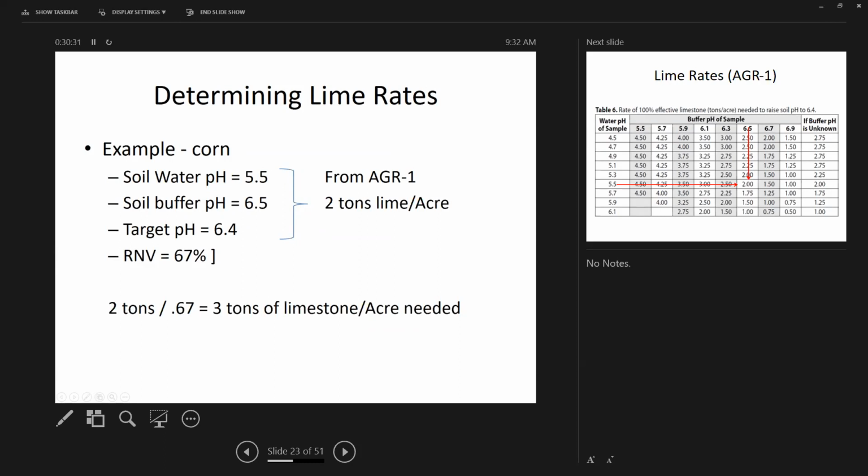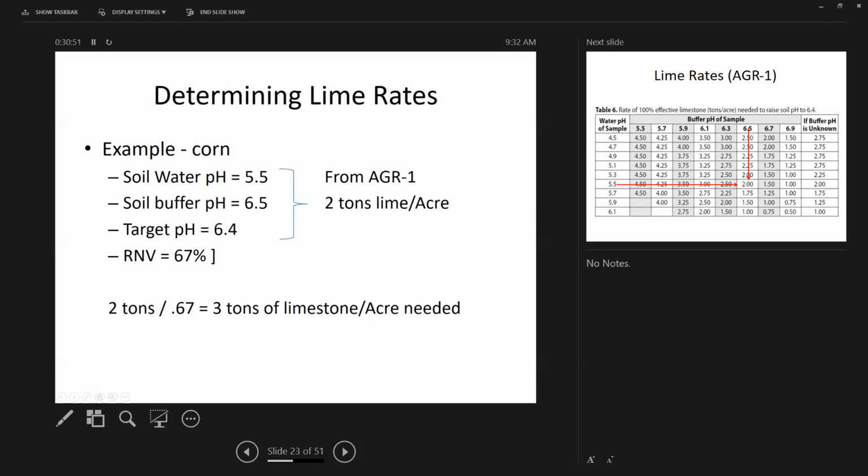So this example is just for corn. I had a water pH of 5.5, a buffer pH of 6.5. My target pH is 6.4. So I just looked that up in AGR1. It says, hey, I need 2 tons of 100% effective lime.